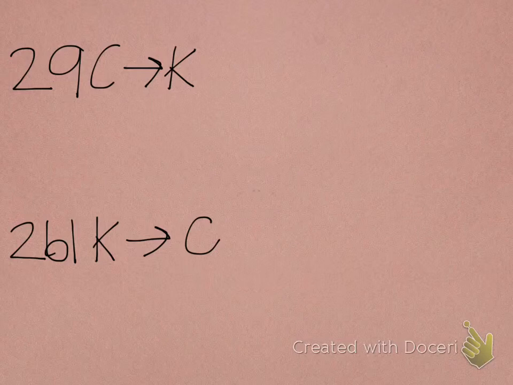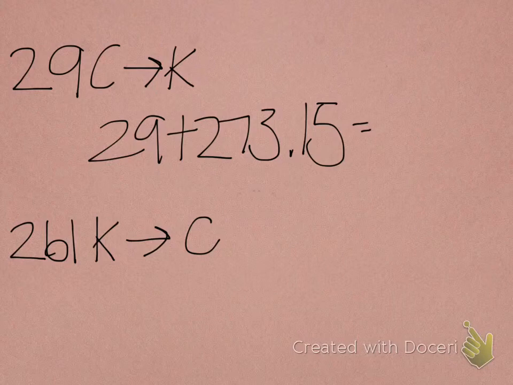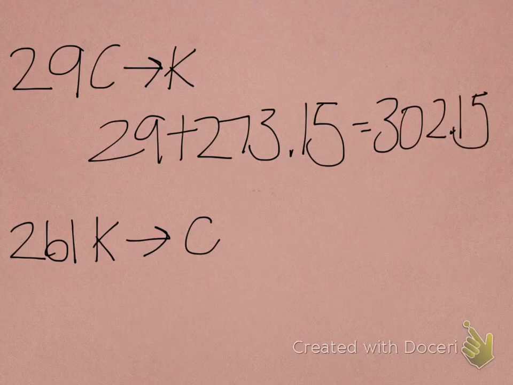All right, 29 Celsius to Kelvin. So these are the easy ones. We're going to go 29 plus 273.15 equals 302.15 K. Now, Kelvin does not have the degrees symbol because this is the absolute zero scale. So it's not a degree. These are the absolute values.